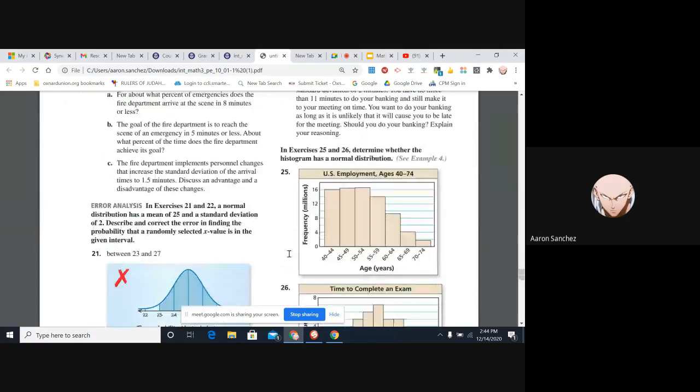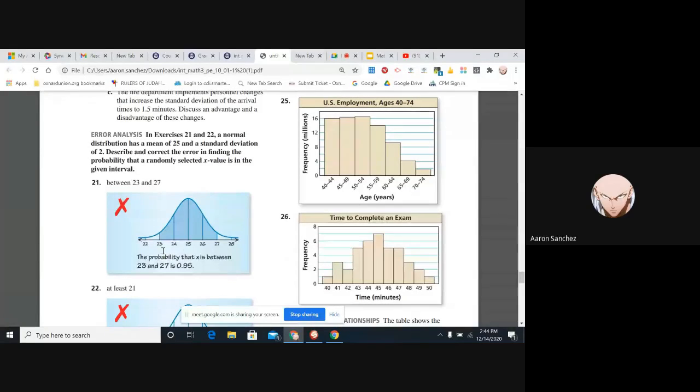And the last thing, this is the last one I'll do, and then I'll let you go. If someone can get this right, I'm going to let you guys go. In exercises 21 and 22, we'll just do 21. A normal distribution has a mean of 25. Does that show a mean of 25? And a standard deviation of 2. Does this have a standard deviation of 2? Now correct the error. So what's wrong with that image?